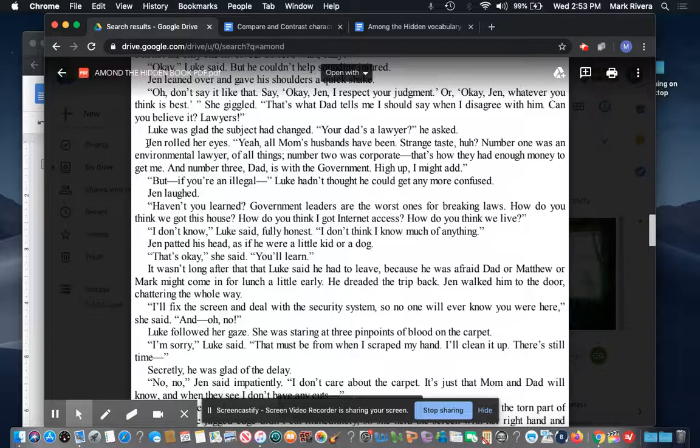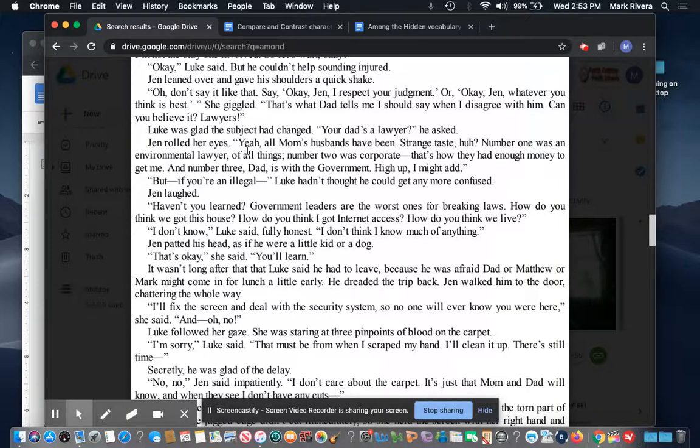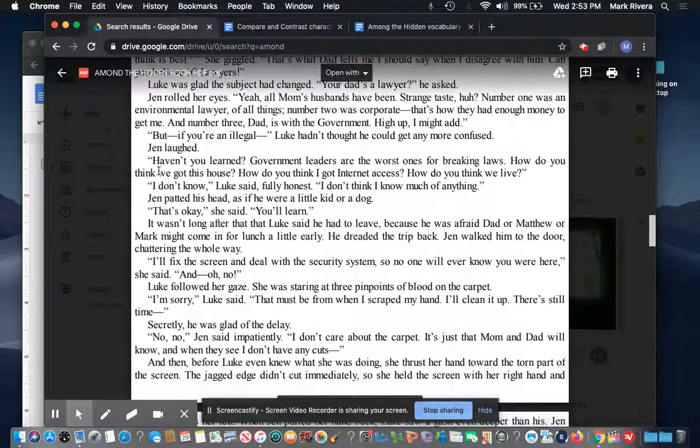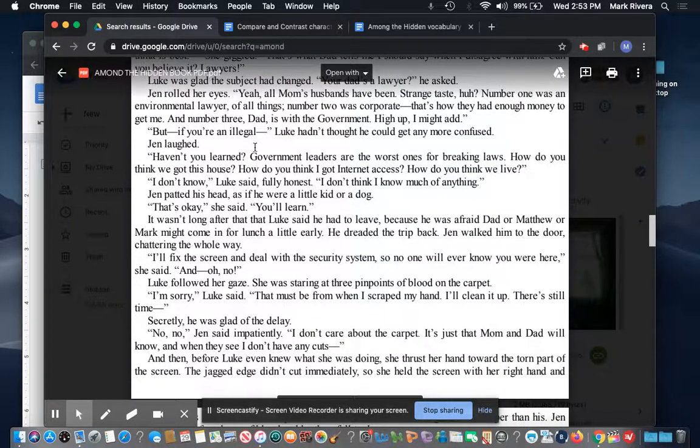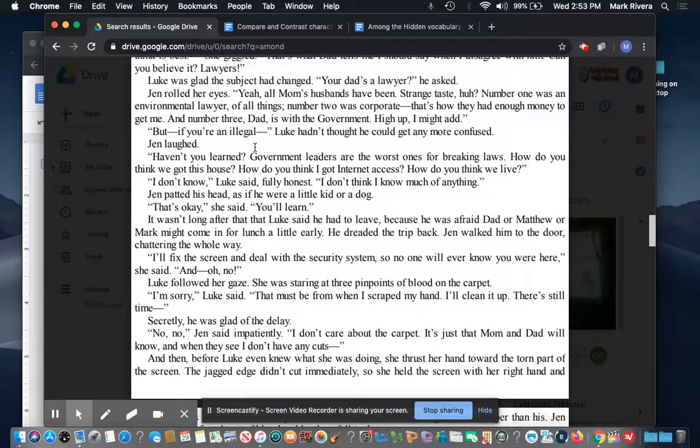Jen rolled her eyes. Yeah, all Mom's husbands have been. Strange taste, huh? Number 1 was an environmental lawyer, of all things. Number 2 was corporate. That's how they had enough money to get me. Dad, number 3, it's the government. High up, I might add. But if you're an illegal, Luke thought he couldn't have gotten any more confused. Jen laughed. Haven't you learned? Government leaders are the worst ones for breaking the laws.